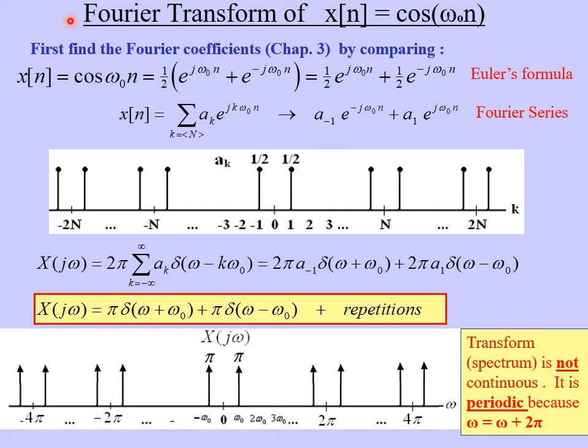So let's do something a little more practical here. Let's start looking at some examples of finding the Fourier transforms for some periodic sequences. The first one we're going to do here is a real basic one.